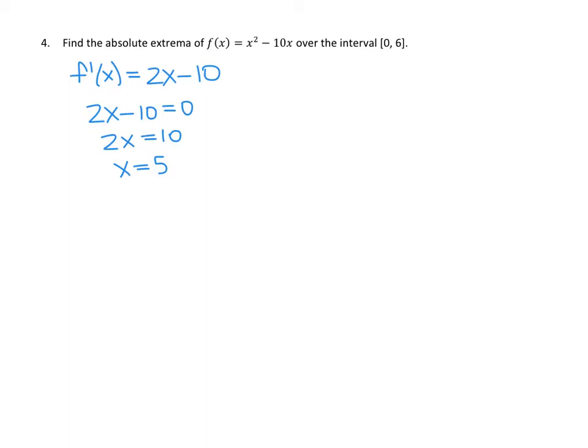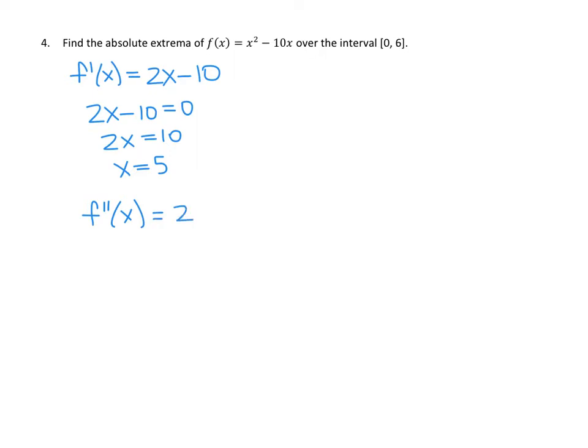Since the function is a polynomial function, it is defined for all x values, so we don't have to worry about x values for which the function is not defined over the interval 0 to 6. Since we are working on a closed interval and there is only one critical value, we could use either the maximum minimum principle 1 or the maximum minimum principle 2. Since it's pretty easy to find the second derivative, we will use the maximum minimum principle 2. So let's find the second derivative. f double prime of x is equal to 2.